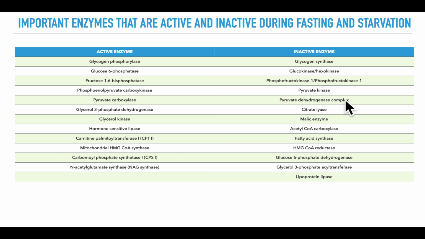Now, the insulin is low, glucagon is more. So, these enzymes are inactive now. So, all the catabolic enzymes are active and anabolic enzymes are inactive, because catabolic enzymes are activated by glucagon, and anabolic enzymes are activated by insulin.